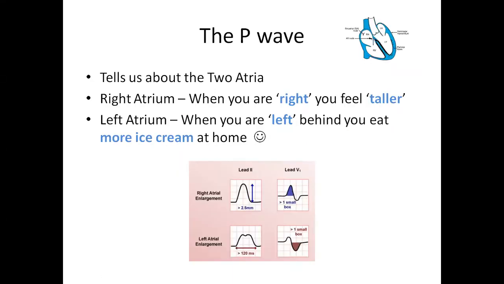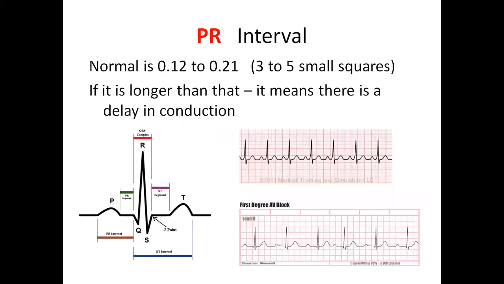Then you go to lead 2 and evaluate the P wave. Is it normal? Is there right atrial enlargement or is there left atrial enlargement? Next, you look at the PR interval. Is it short, normal, or long?